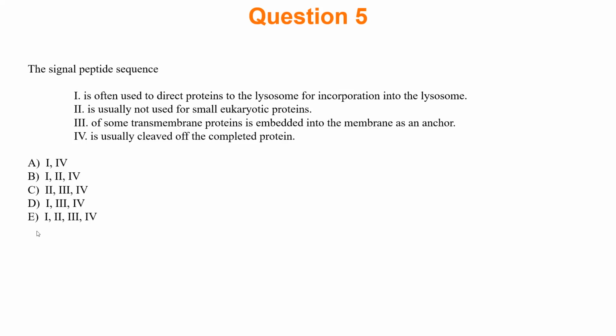And A, B, C, D, and E are giving you your options there. And since this is talking about the lysosome, I didn't talk about it, but I'll give you a hint. Number 1 is correct. We didn't talk about it in the diagram. We were talking about the ER, but the signal peptide sequence can also direct proteins to the lysosome. So see if we can figure out which ones are right.